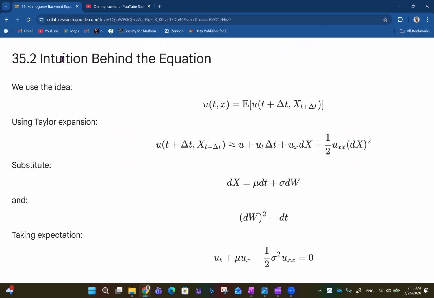The intuition behind the equation is that we use the idea that u(t, x) is the expected value of u(t plus delta t, X_{t plus delta t}). Then we use the Taylor expansion. u(t plus delta t, X_{t plus delta t}) is approximately u plus u_t delta t plus u_x dX plus half u_xx dX squared, and we substitute dX to be mu dt plus sigma dW, and dW squared we take to be dt. So taking expectation, we have that u_t plus mu u_x plus half sigma squared u_xx is equal to 0.